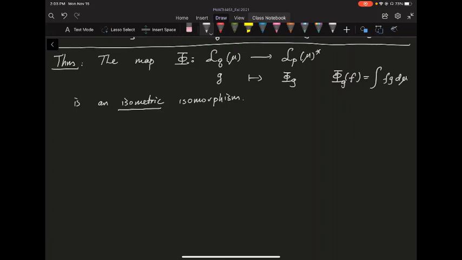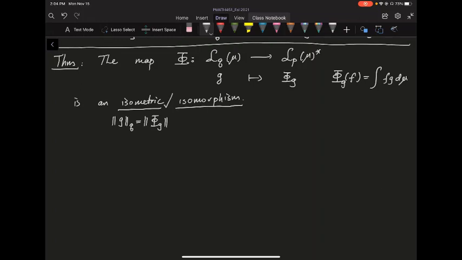Here, isometric basically means, well, I have two normed vector spaces, so they are both metric spaces, they have their norm. So the norm will be preserved. On the left-hand side, I have the LQ space, so the norm is given by the Q norm. And on the right-hand side, the LP dual space, the norm is given by the operator norm. These two are the same. This is already proved in the last video, so this isometric part is automatically done.